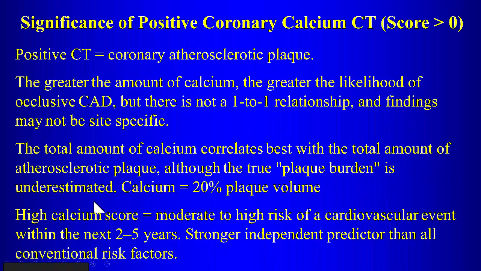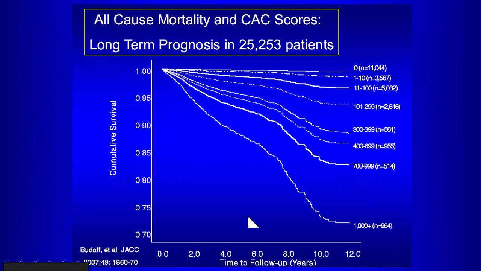The total amount of calcium correlates with the total amount of atherosclerotic plaque, although the true plaque burden is underestimated. Only 20% of plaque volume is calcium, right? The rest of it is non-calcified. A high calcium score means a moderate to high risk of cardiovascular event within the next 2 to 5 years. It is a stronger independent predictor than all other conventional risk factors.